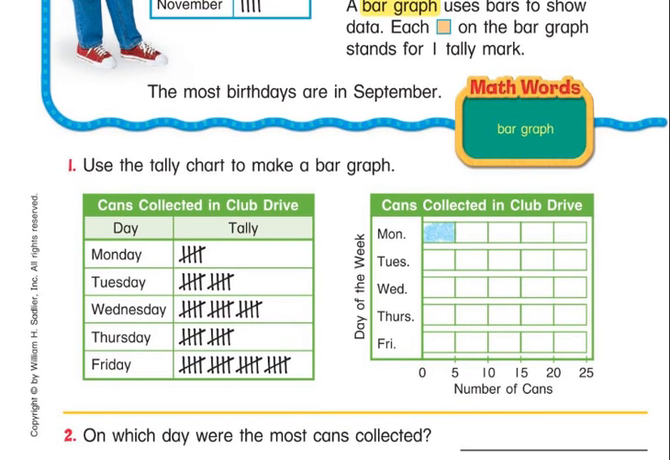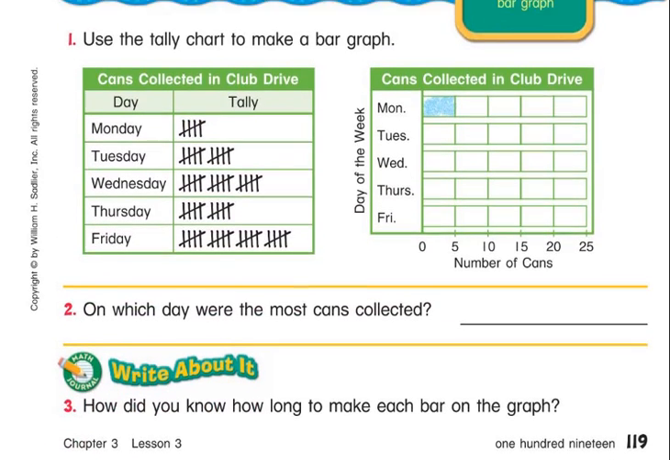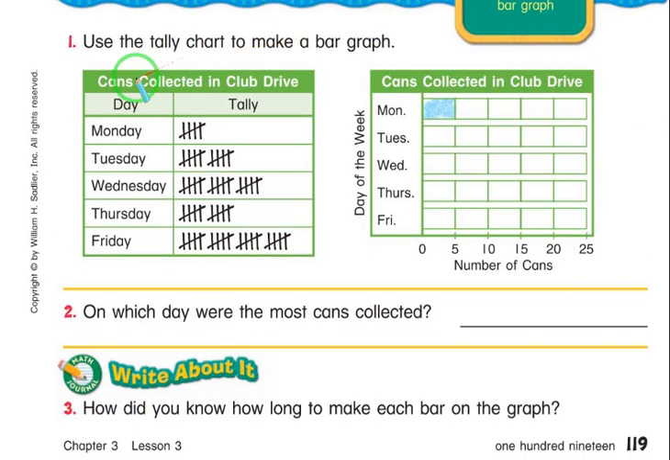Use the tally chart to make a bar graph. Cans collected in Club Drive. And here's another way to represent the same data here. We have 2 columns, day and tally. Look here, we have 2 axes, okay? The first axis is day of the week, just like the first column here. We have day, and here we have day. Here we have tally, but here we have number of cans, okay?